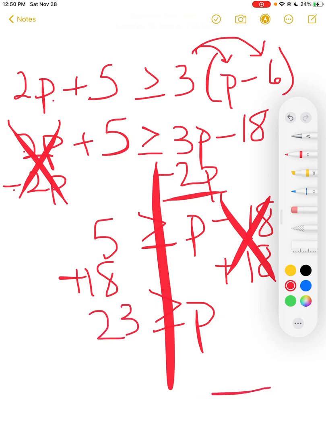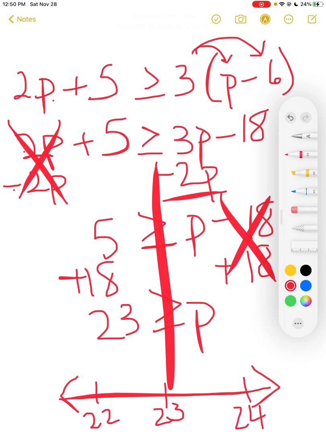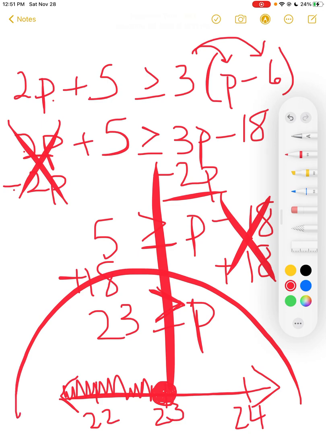If I were to graph this, 23 is the center, 22 and 24 go on either side. It is a closed-in circle because it has the or equal to, so it could be 23. Focus on your variable. p has the less than sign facing it, so that means I need to shade down towards 22. There's my answer along with my graph.